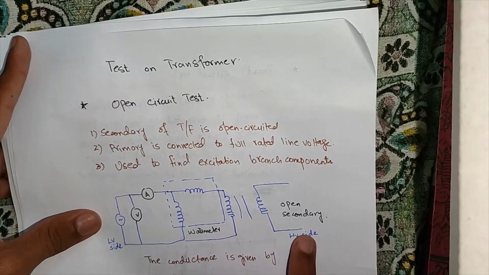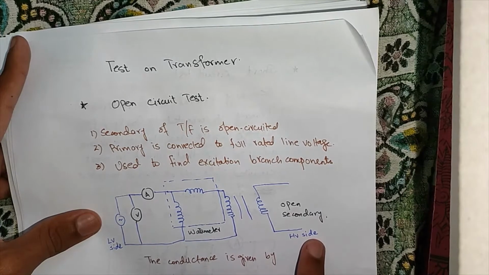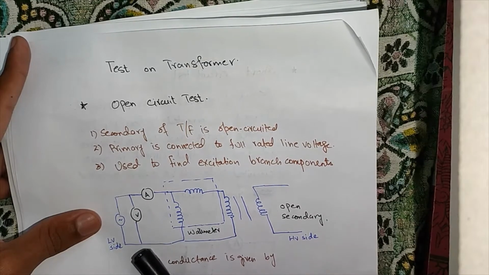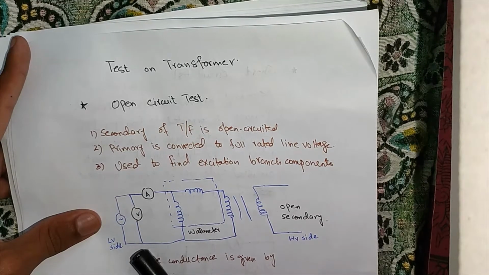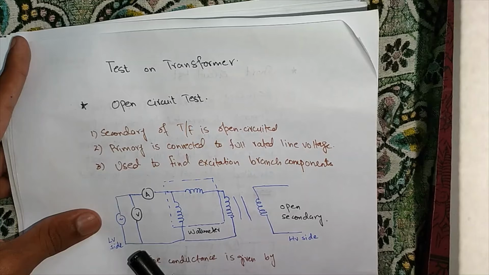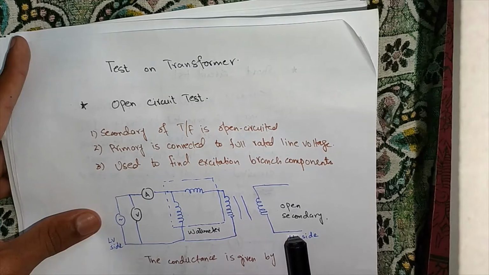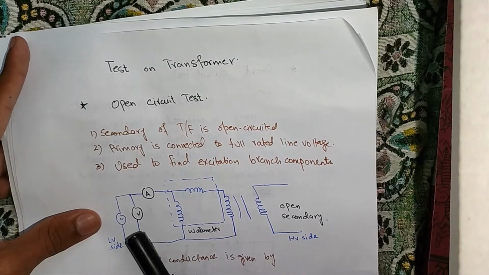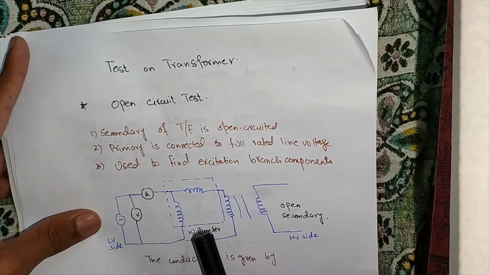In the open circuit test, the high voltage side of the transformer is kept open and the primary or the low voltage side is connected with full line rated voltage. That means the rated voltage of the transformer is applied on the primary side and the high voltage side is kept open. A voltmeter, an ammeter and a wattmeter are connected in the primary circuit.